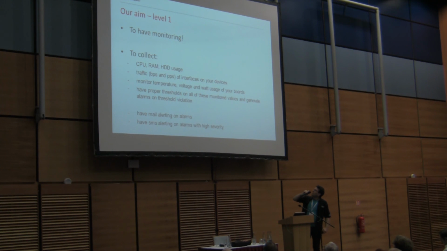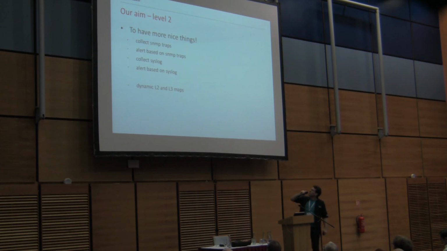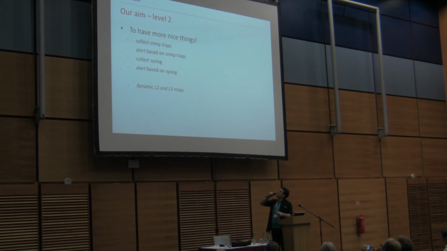So that was, again, our aim level 1, and our aim level 2, to have more nice things like collect SNMP traps and then alert based on those SNMP traps, collect Syslog and alert based on Syslog messages and Syslog severity. And a really nice thing to have is dynamic layer 2 and layer 3 maps.